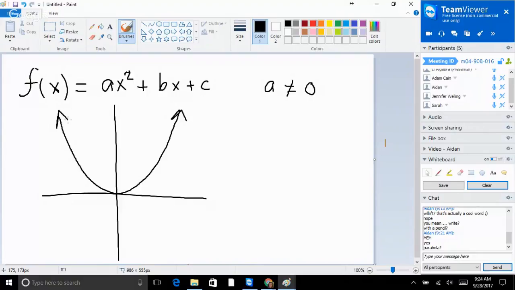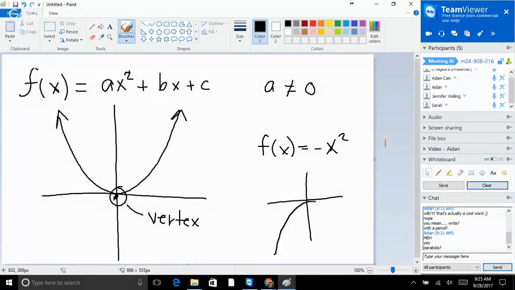This point right here, that is the minimum value for our function, is called the vertex, right? Sometimes we will have a parabola, for example, if our function was f of x equals negative x squared, this parabola actually opens down. So we would say that the parabola over here opens up. This parabola opens down. It's pretty obvious by looking at it.